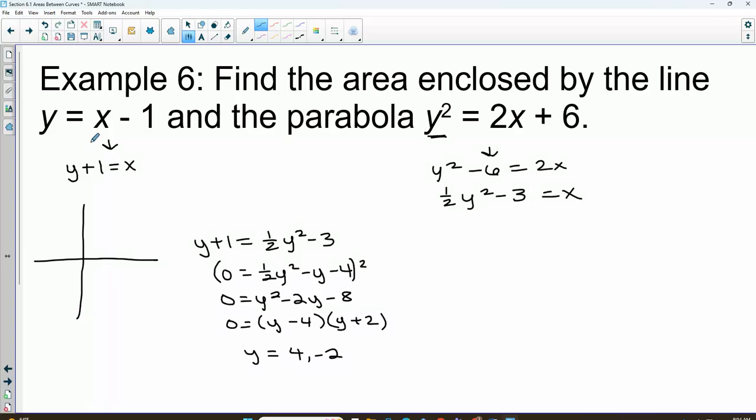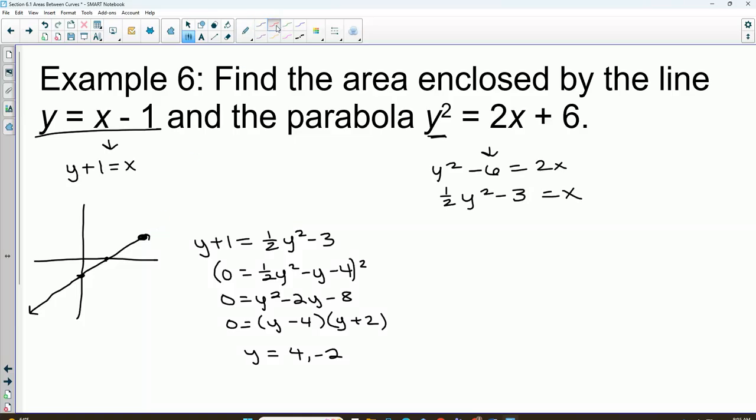So if I'm graphing these, y equals x minus 1, that's fine, that's a line. Y-intercept is negative 1, slope is 1. Your parabola may not be as easy for you to think about graphing, but we certainly could. We know if y is 4, 4 squared is 16, times a half is 8, minus 3 is 5, so x would be 5. So 5, 4.